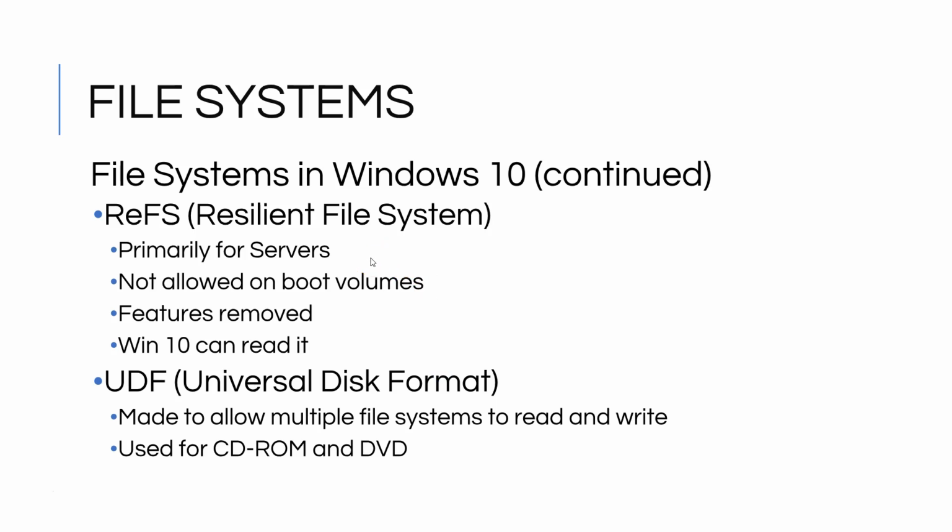So we have some other file systems. We have ReFS, which is essentially a version of NTFS. It loses a couple things. There's no compression or encryption. However, it is more resilient, hence the name. It has even more consistency checks. It checks more aggressively for bad clusters and for performance and consistency to make sure it doesn't lose data. It's built for servers primarily. You're not allowed to put it in a boot volume. It has some features removed, but Windows 10 can read from it.